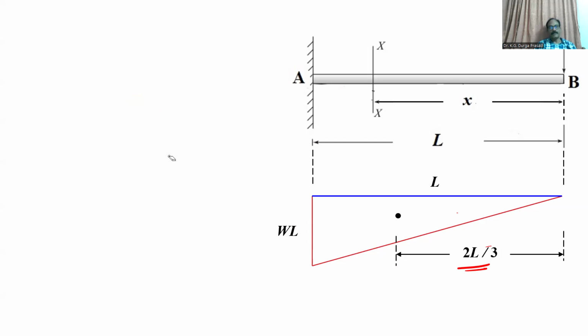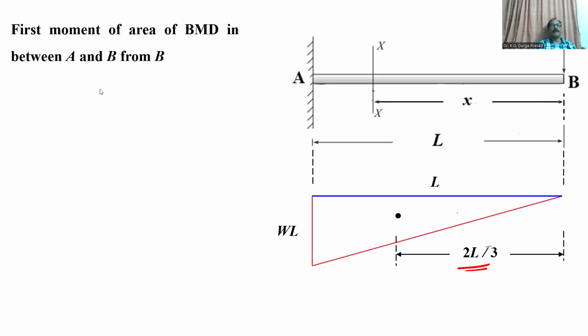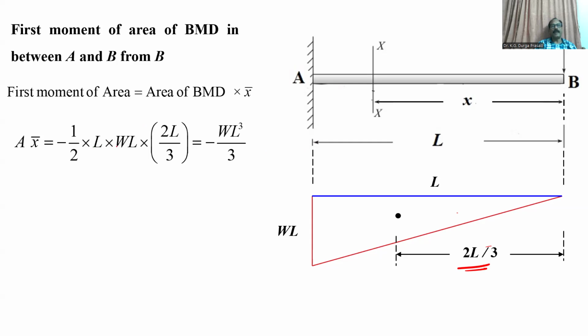Now you see this. First moment of area of the bending moment diagram in between the points A and B, right? So first moment of area, you can write: area of the bending moment diagram into x bar. So half into minus half into L into WL into 2L by 3. What is the 2L by 3? x bar. You are getting minus W L cube by 3. L into L into L, L cube. 2 cancel. Minus W L cube by 3. So it is A x bar. What is A x bar? First moment of area.